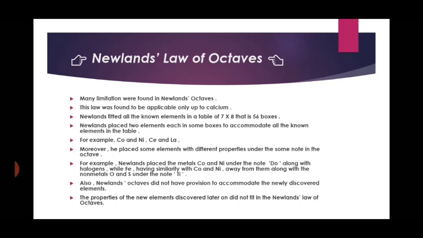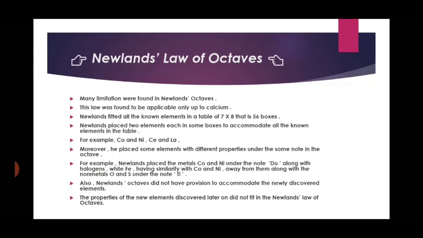Newlands fitted all the known elements in a table of 7 into 8, that is 56 boxes. At that time, how many elements did we know? That is 56. So 7 into 8 is 56 boxes. So Newlands arranged those 56 elements.